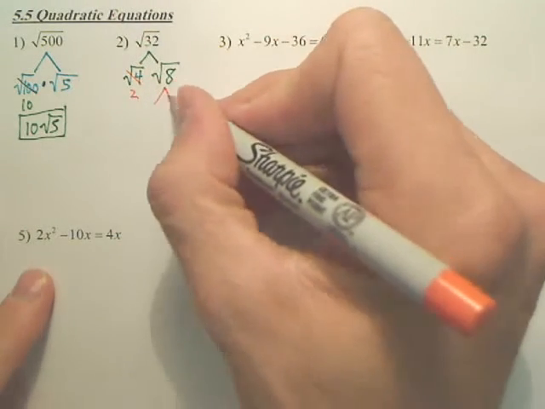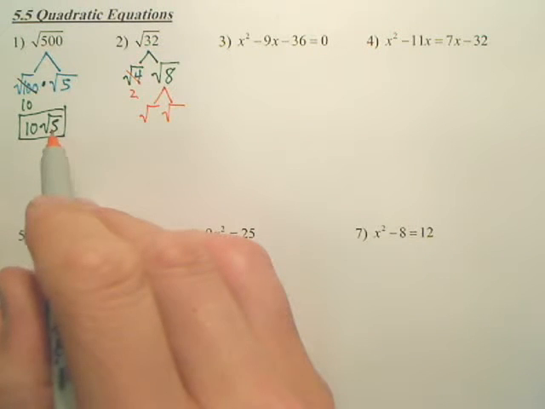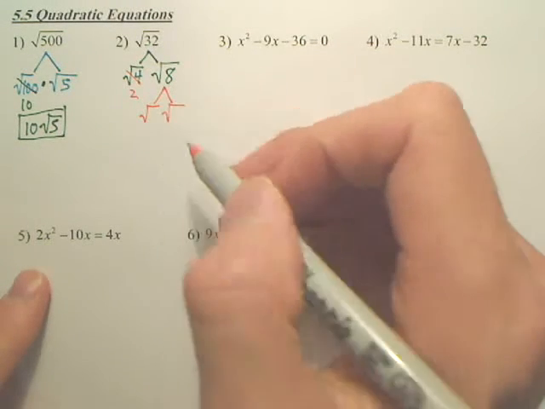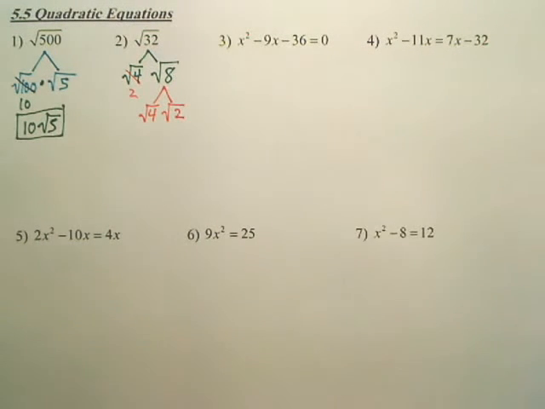But there's still a problem. 8 can still break down. Over here, could 5 break down anymore? Did any square numbers go into 5? No. What square number goes into 8? Doesn't 4 also go into that again? 4 times 2?